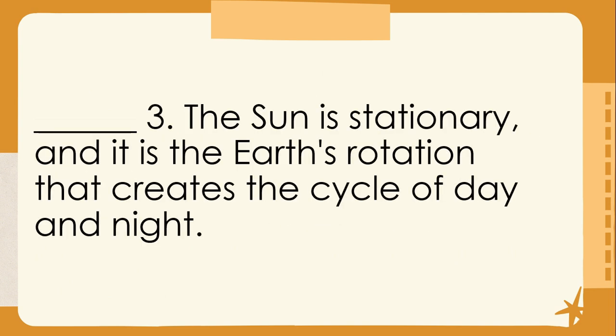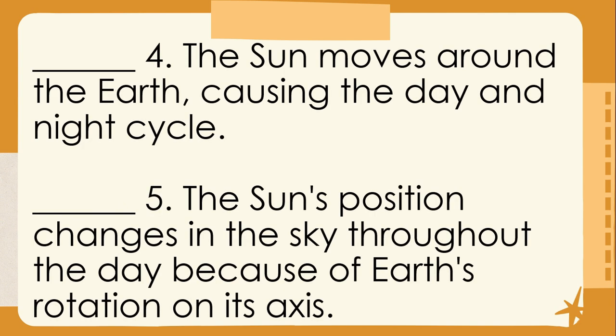3. The sun is stationary, and it is the Earth's rotation that creates the cycle of day and night. 4. The sun moves around the Earth, causing the day and night cycle. 5. The sun's position changes in the sky throughout the day because of Earth's rotation on its axis.